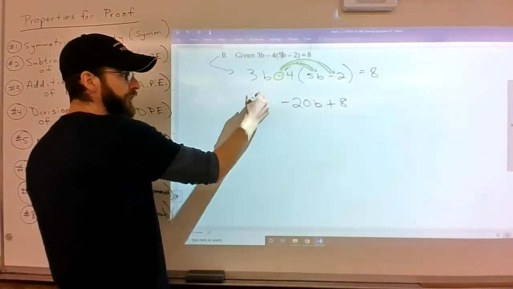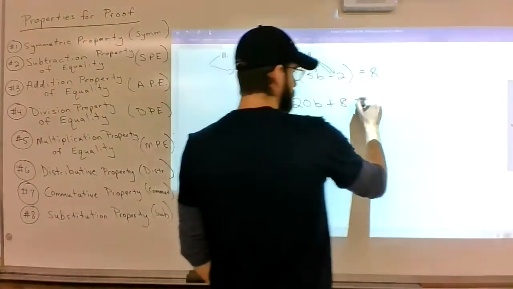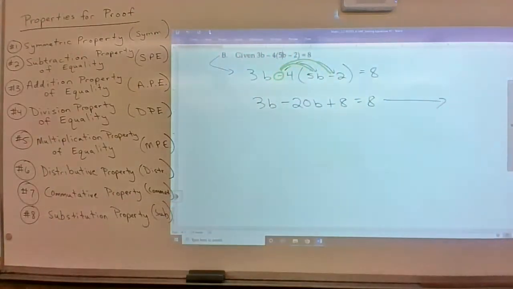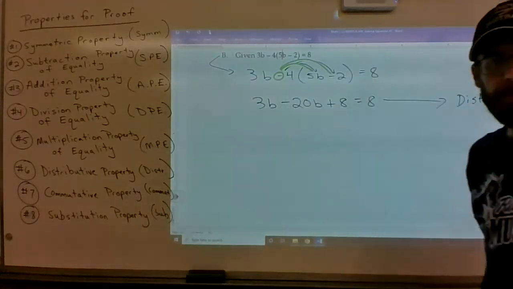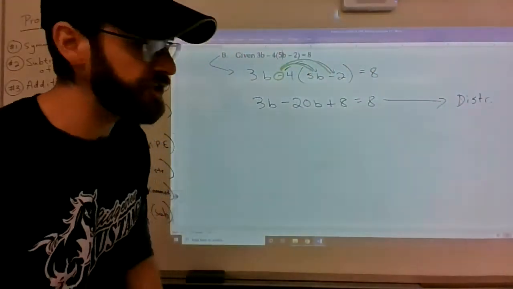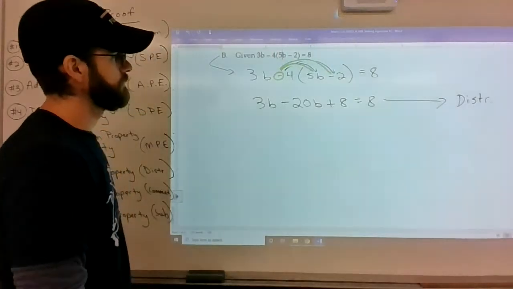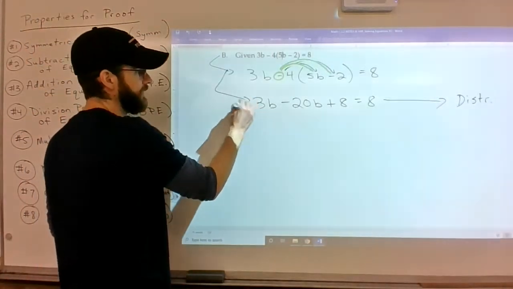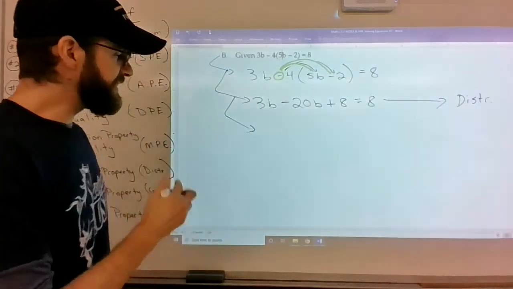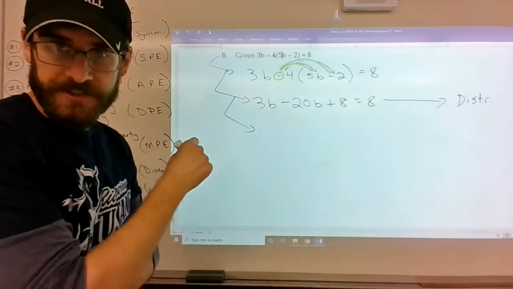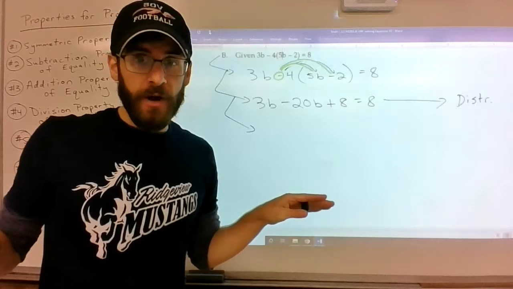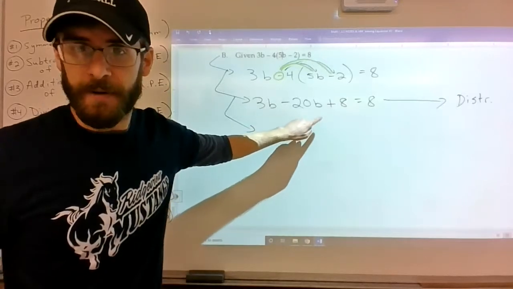The 3b jumps down to the next line. You would say this is a distributive property. The property that gets rid of parentheses through multiplication. Awesome. Second step. Can we simplify the left-hand side? Yes. We don't even have to move anything around because these like terms are side by side.